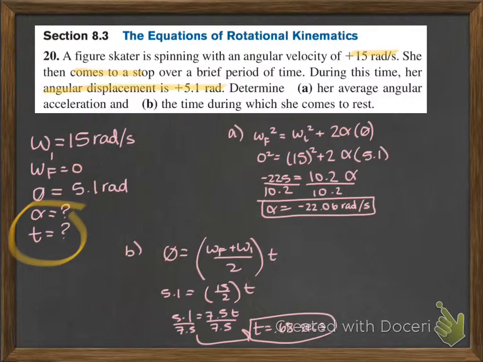So for A, you're going to be focusing on finding acceleration. So if 0 is our final and 15 is our initial, we can use W final squared equals W initial squared plus 2 alpha theta. So 0 squared equals 15 squared plus 2 alpha 5.1. So you do the math and you get negative 225 equals 10.2 alpha, and you divide that by 10.2, and your alpha, or your acceleration, would be negative 22.06 radians per second squared.